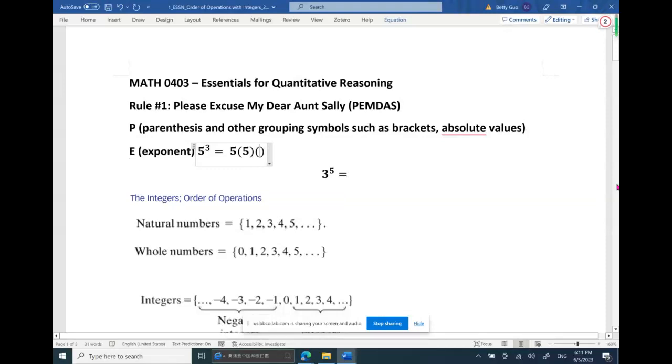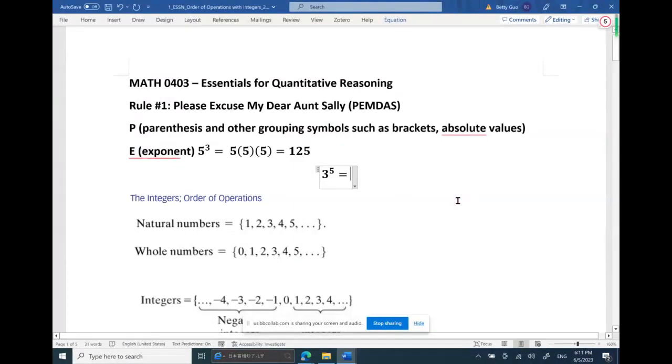So exponentiation is a repeated multiplication, right? 5 to the power of 3 represents a repeated multiplication in which the base 5 is used as a factor. How many times? Repeatedly. How many times? 3 times. So we have 5 times 5 times 5, and that gives us 125. Do you have the same thing? I don't mind you unmuting yourself and talking, okay?